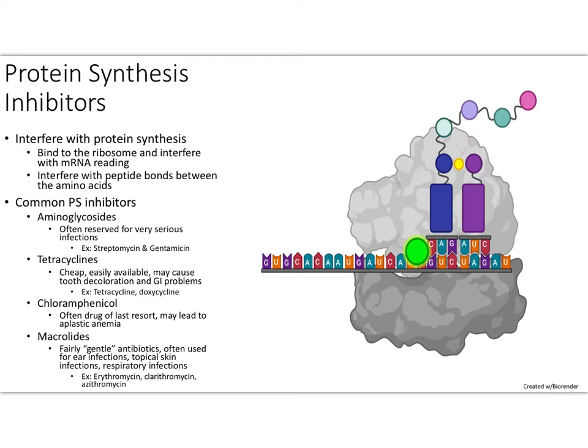The last group of protein synthesis inhibitors are the macrolides. The good news about the macrolides is they're fairly gentle antibiotics. They can be given to a lot of different types of people, whether we're talking about potentially young children or babies, sometimes pregnant women. They can be given most of the time to anyone without a lot of serious side effects. They're oftentimes used for ear infections, topical skin infections, respiratory infections, and certain examples of these are erythromycin, clarithromycin, and azithromycin. Those are some of the most common ones that you'll see out there.